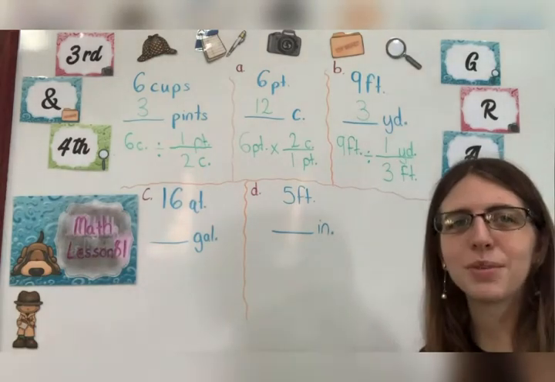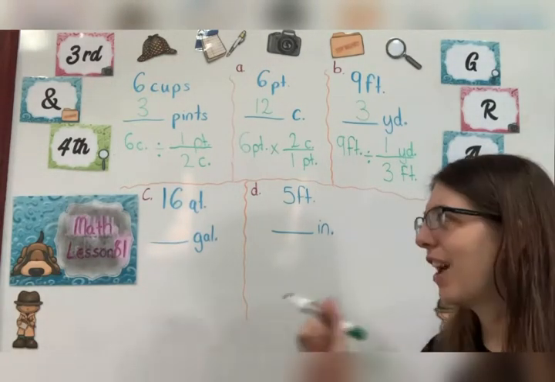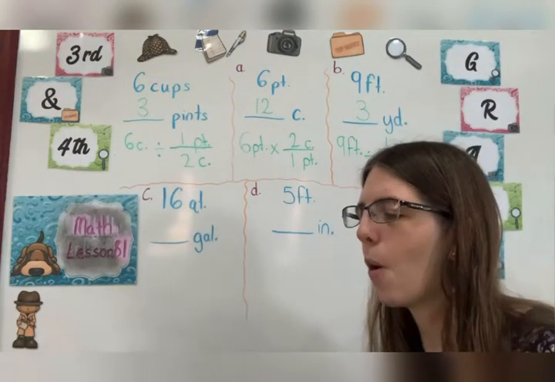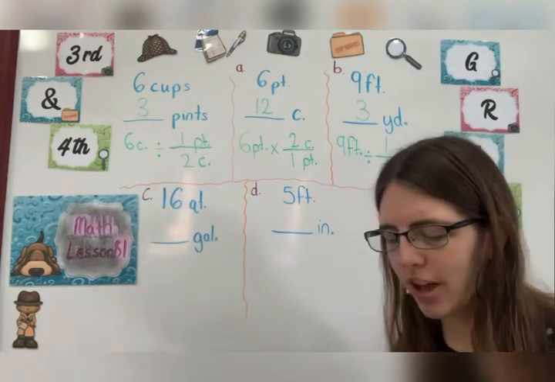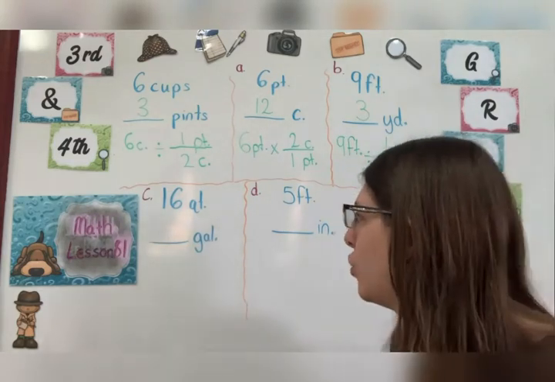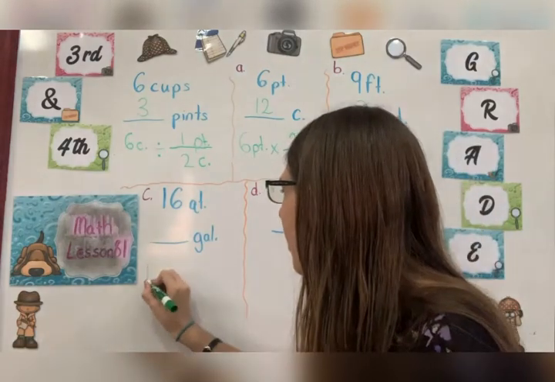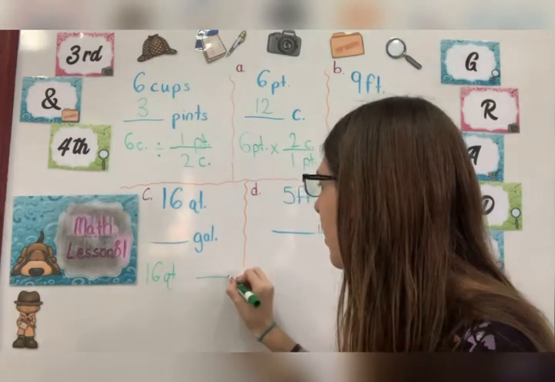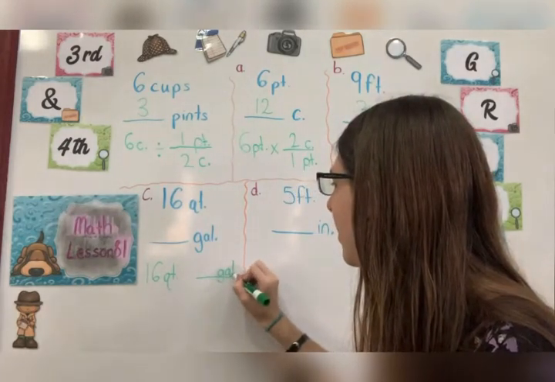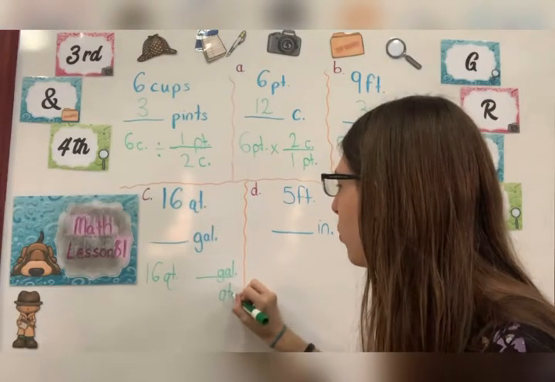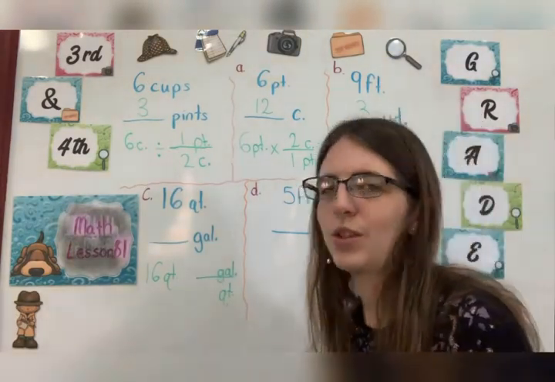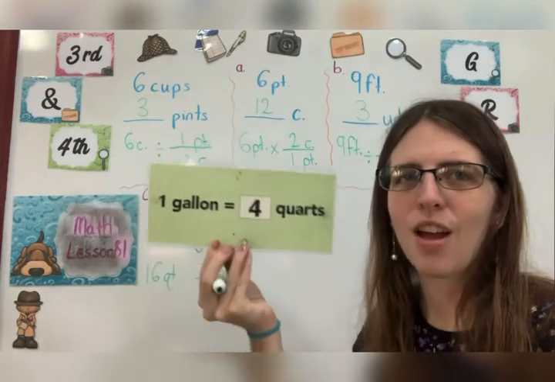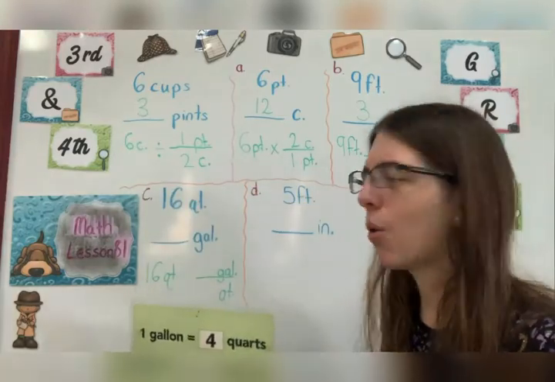So 9 feet equals 3 yards. All right, let's keep going with letter C. I have 16 quarts equals how many gallons? So I want to change from my quarts to my gallons. So I'm changing from 16 quarts to gallons from quarts. So how are they related? 1 gallon equals how many quarts? 1 gallon equals 4 quarts.